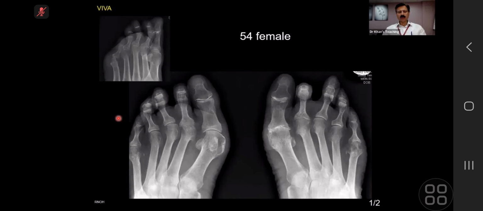Gout will not be, it's sort of a bilateral symmetrical type of appearance. So gout is not bilateral symmetrical. And second point which was made was about the sclerotic margin of the erosion, which is quite pathognomonic for the erosion of gout, and we will see it shortly.